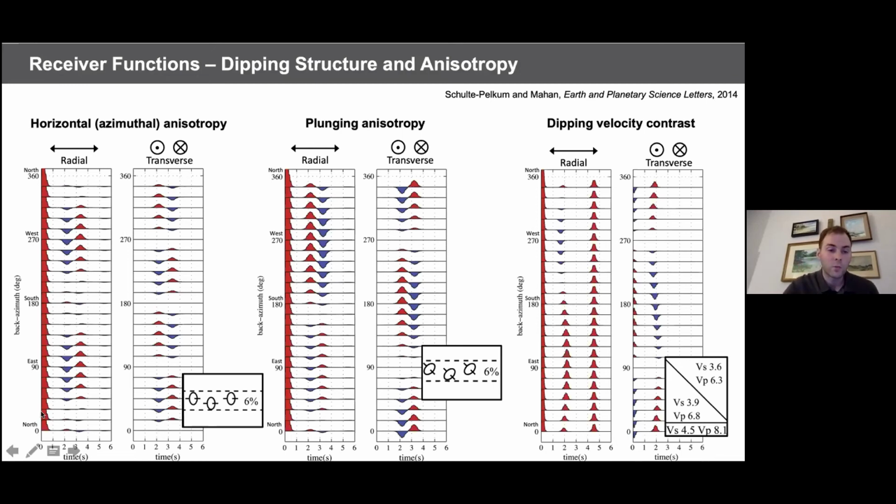And we see that as we go from north to south and back to north again, there's two cycles in these polarity changes according to the direction of the earthquake. And in the presence of plunging anisotropy or dipping structure, we also see these phases occur on the transverse component, but in this case, it's just a single cycle over back azimuth. So a signal that has a 360-degree periodicity in this case.